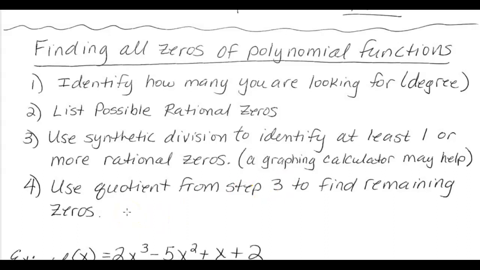Step 4 then is use the quotient from step 3. Once you've done synthetic division and found a 0, use that quotient to help you find any remaining zeros.